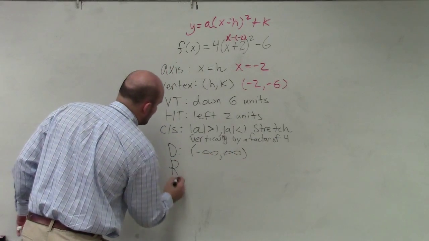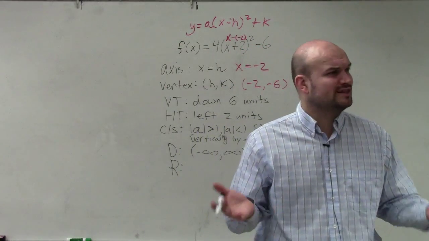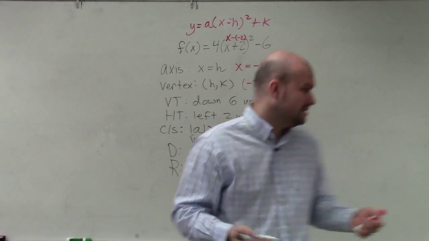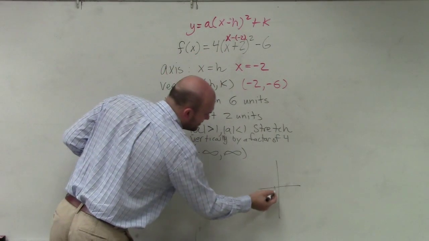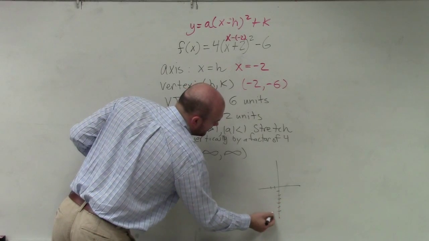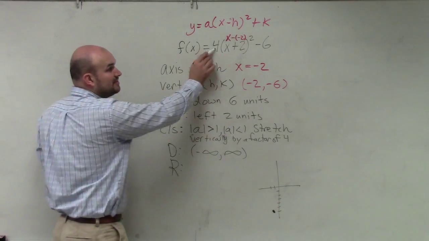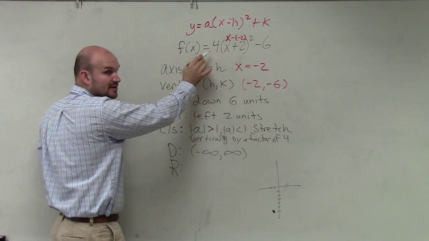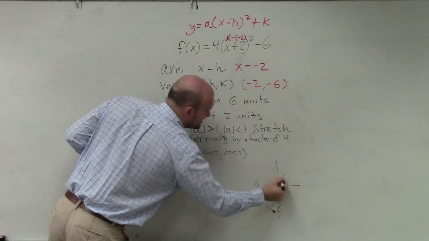To find the range, though, I told you didn't have to graph. But I think it would be important to kind of know what the graph looks like to identify the range. So to identify the range, we know our new vertex is at negative 2, negative 6, right? OK. Does the graph open up or open down? Up, because 4 is positive, right? If 4 was negative, the graph would open down. So the graph opens up. It looks something like this.